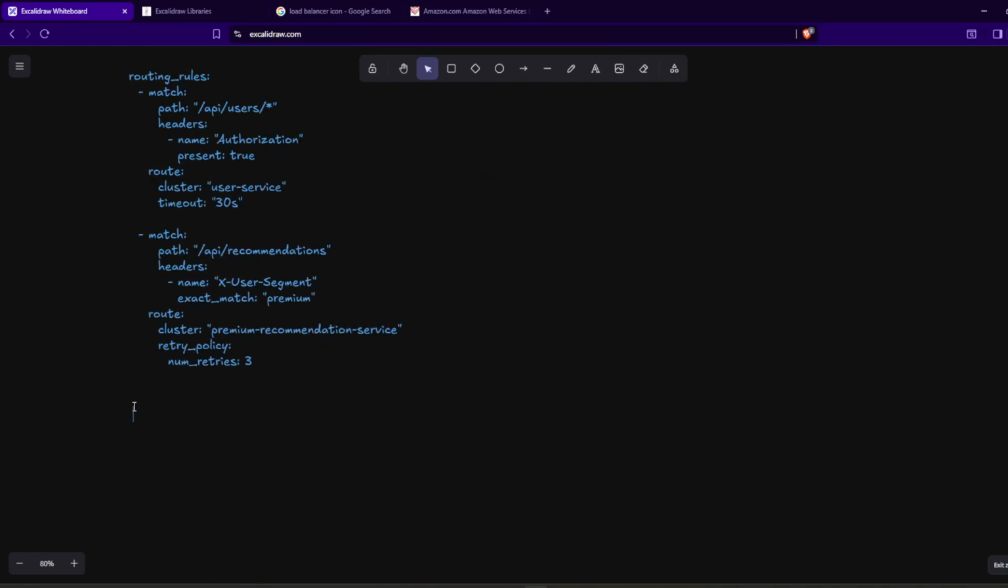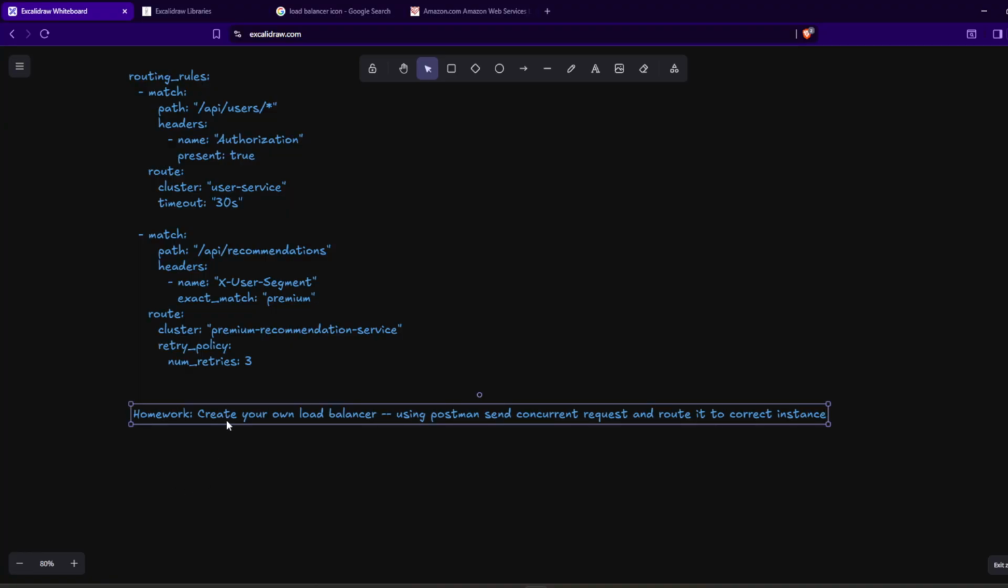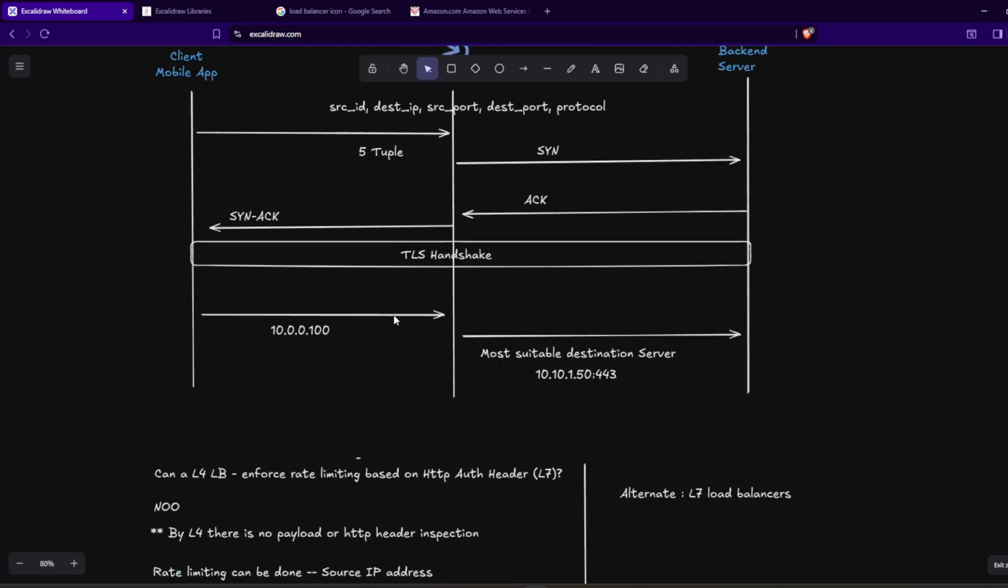And one of the homework assignments that we will give you is to create your own load balancer. Using Postman, you can send concurrent requests and route them to the correct instance. This can be a very useful POC to understand how a load balancer works. So you can create your own load balancer, as we discussed over here.